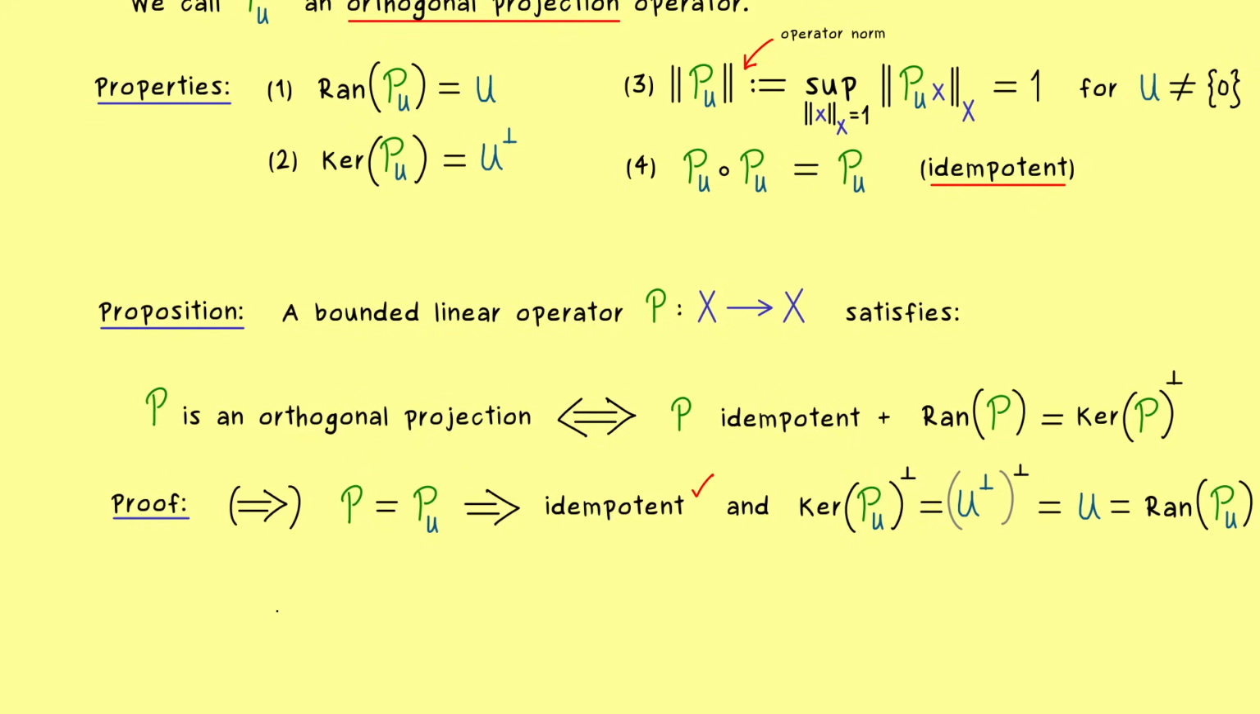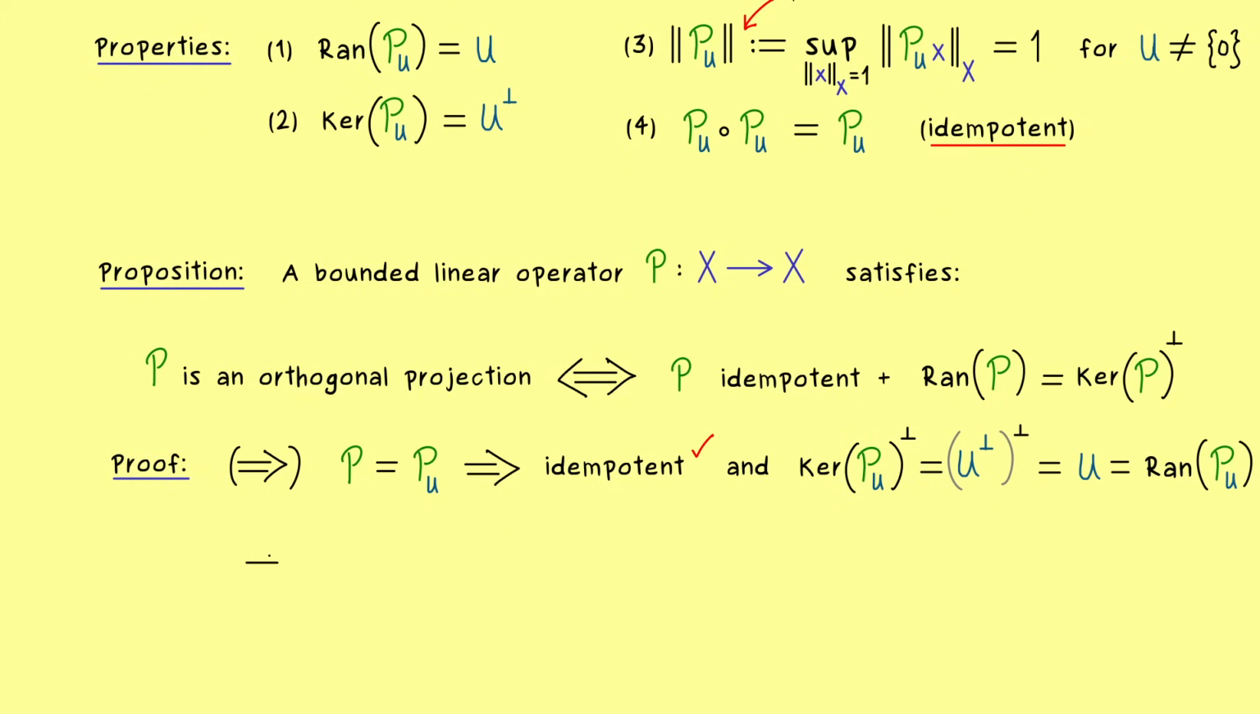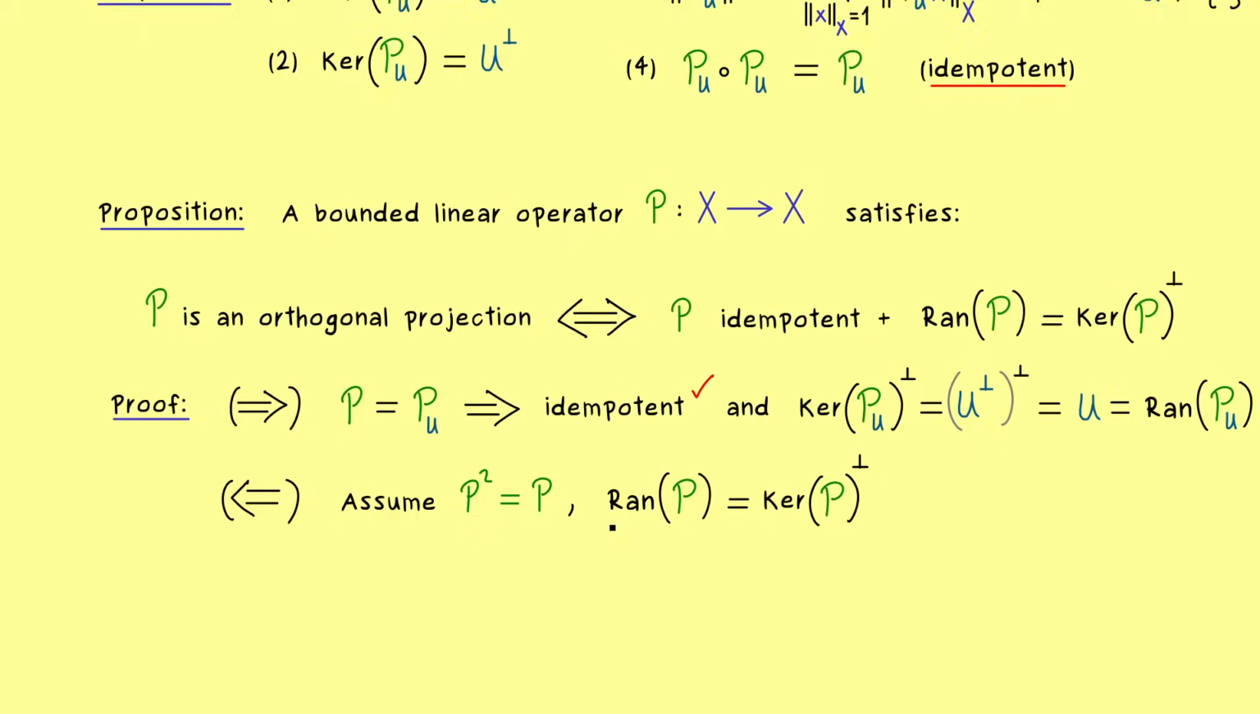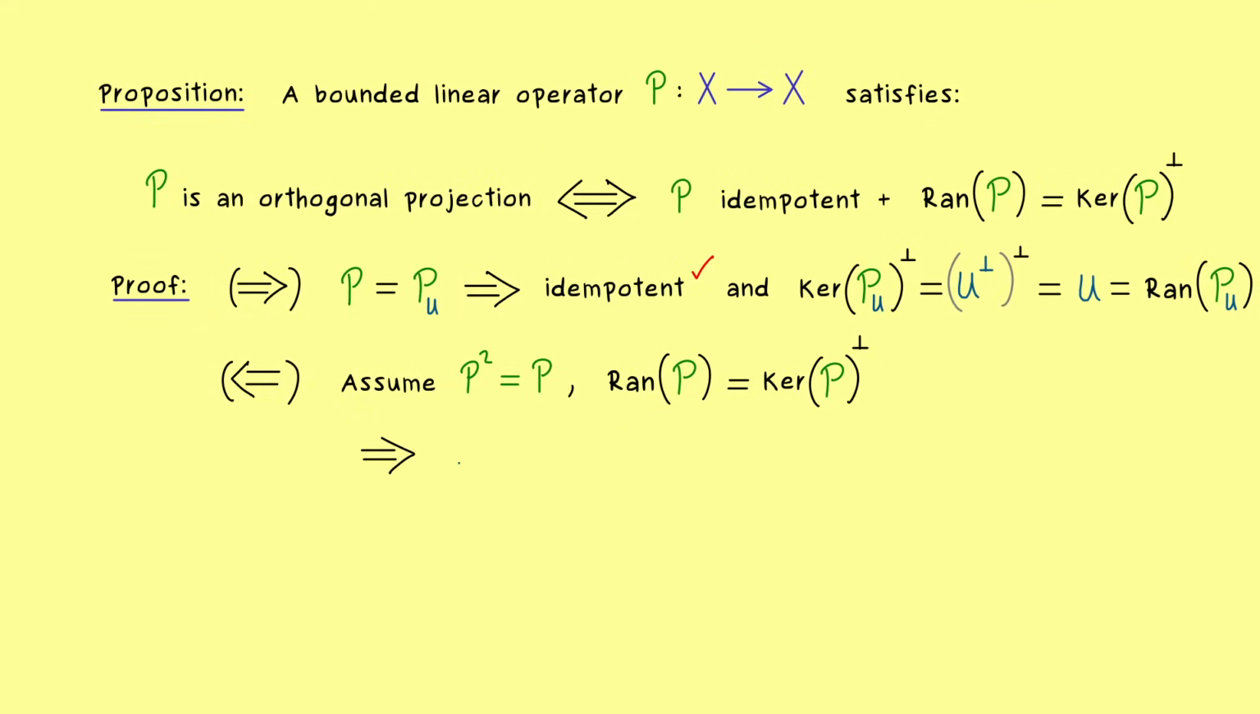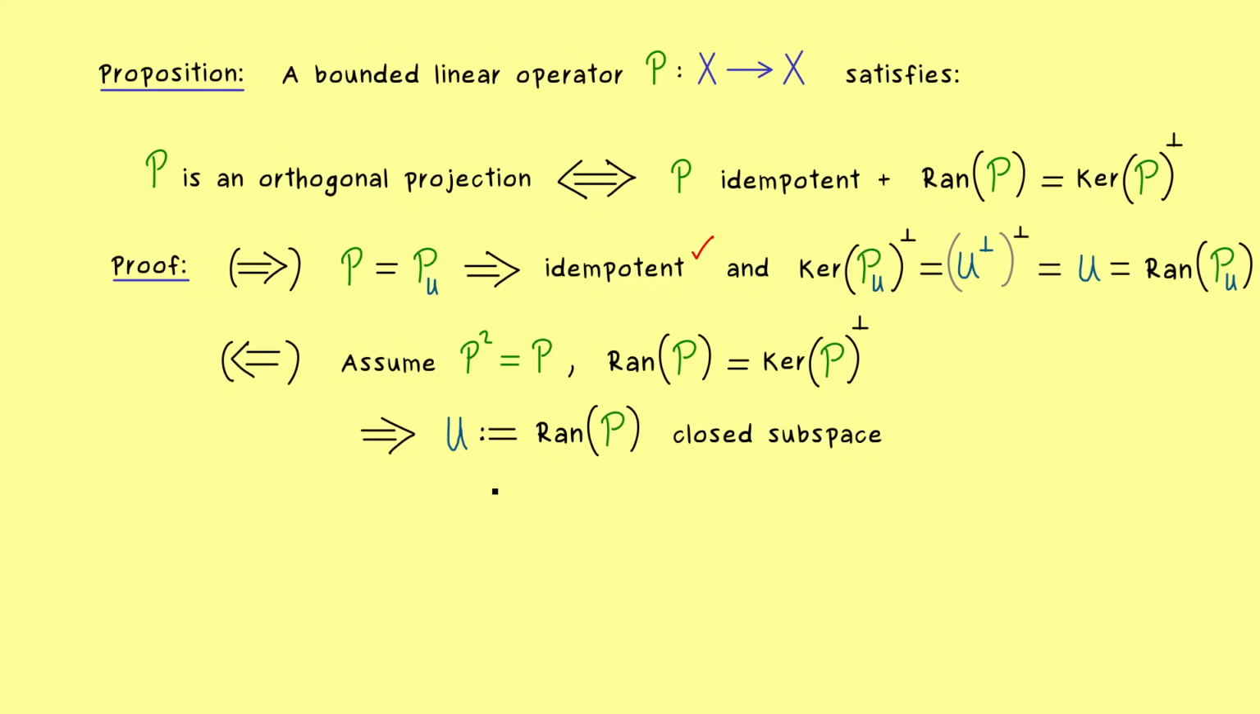And in the next step, we will show that this is already sufficient for being an orthogonal projection. So here we just assume 2 things. First, that P squared is equal to P, and second, that the range is orthogonal to the kernel. However, this equality with the orthogonal complement already tells us that the range of P is closed. So this is a standard property of the orthogonal complement, and now we can use it to define our closed subspace U.